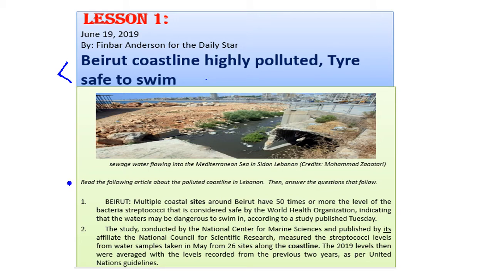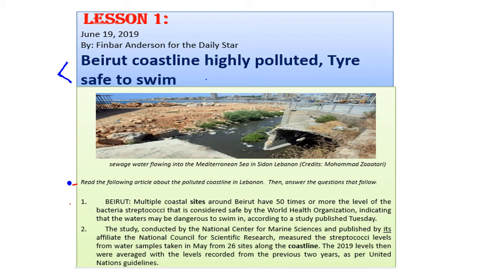Again, we read the blurb before everything. Why? Because the blurb contains the main idea you're going to read about. Let's take a look at the picture here first. Okay, I labeled the picture. Sewage water flowing into the Mediterranean Sea in Sidon, Lebanon. Of course, the Mediterranean Sea is the sea that borders Lebanon from the south. Look at the sewage water that's flowing into the waters of the Mediterranean and causing so much damage. Now the blurb. Read the following article about the polluted coastline in Lebanon, then answer the questions that follow.